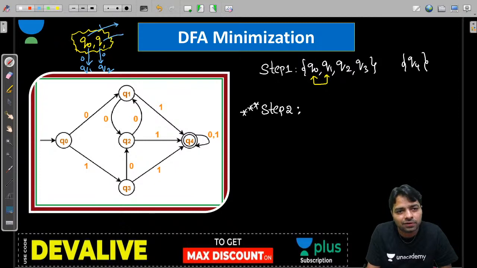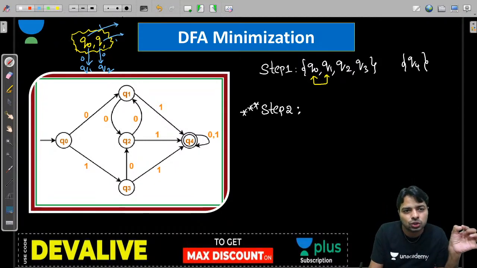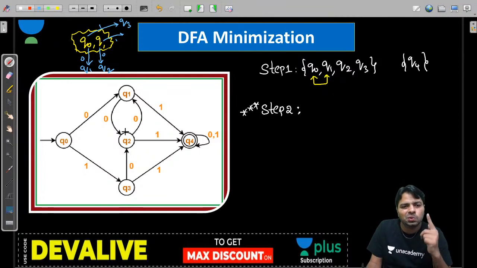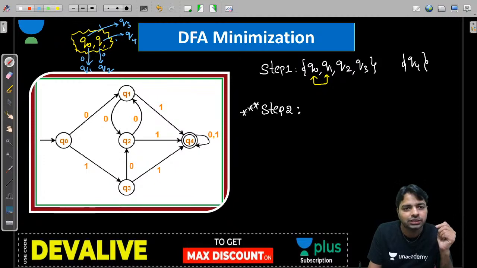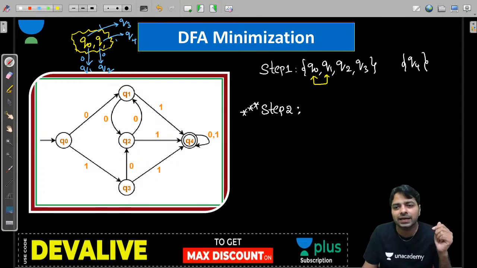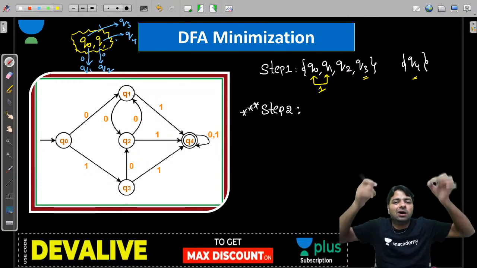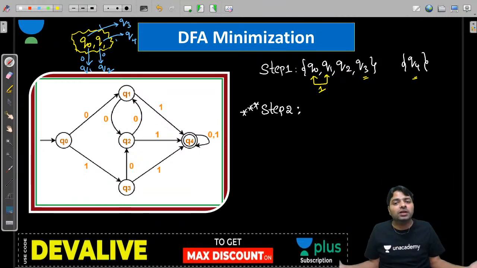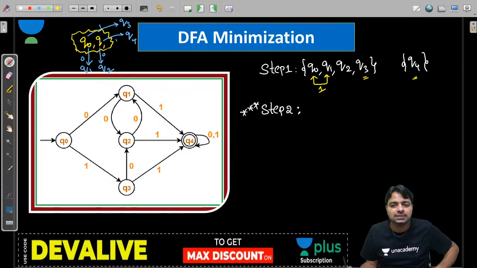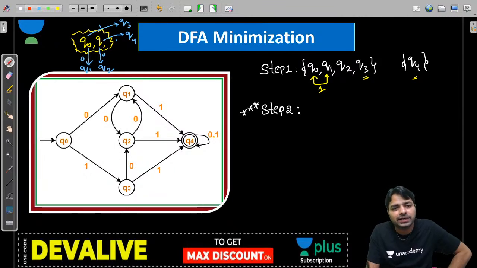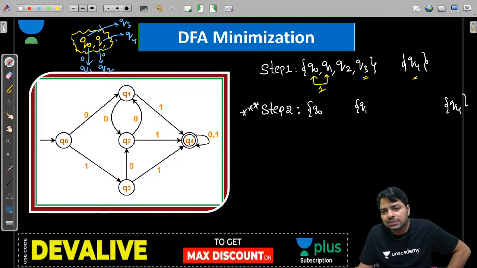Try for 1. Q0 on 1 goes to Q3, and Q2 on 1 goes to Q4. Q4 is in the other set, and Q3 is in this set. So Q0 and Q1 are differentiated on 1, string 1 you can say. Now Q0 is separated from Q1, so I'm keeping them far apart. And Q4 you can close because it's always alone.